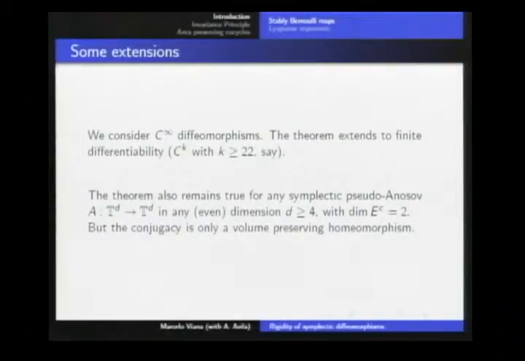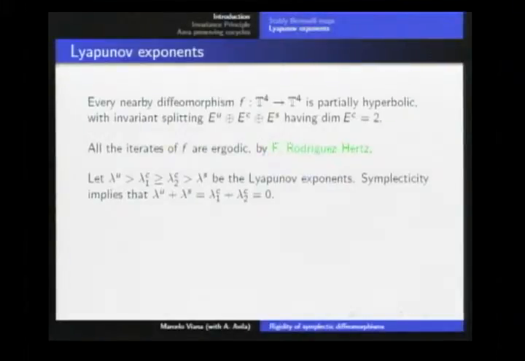Also, the theorem is true in any even dimension, as long as you keep the center two-dimensional. But in higher dimensions, we are not able to prove that the conjugacy is a diffeomorphism. It's only a volume-preserving homeomorphism, which is good enough for getting the Bernoulli property. But, I mean, that's what we can do. The methods for proving smoothness of the conjugacy definitely don't go up in dimension. Okay, let me explain how Lyapunov exponents enter into the picture.